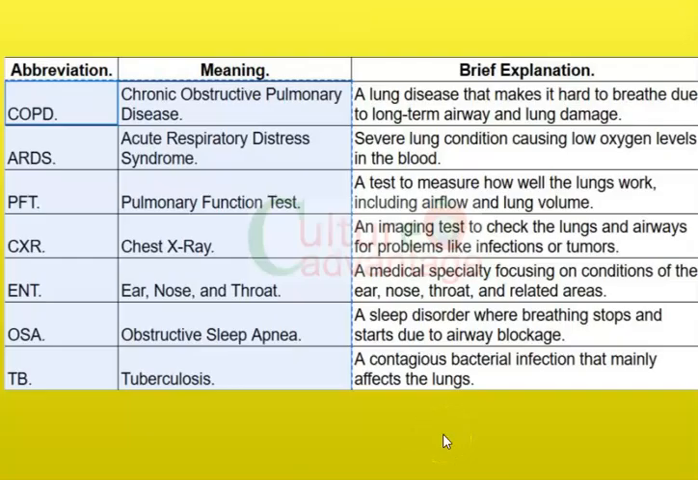PFT, pulmonary function test. A test to measure how well the lungs work, including airflow and lung volume.